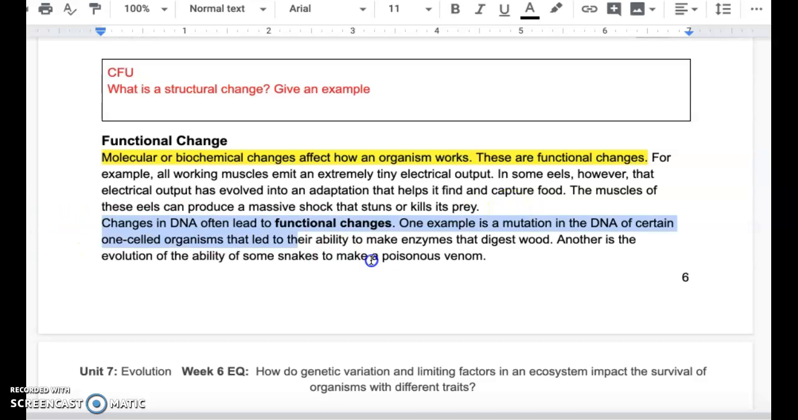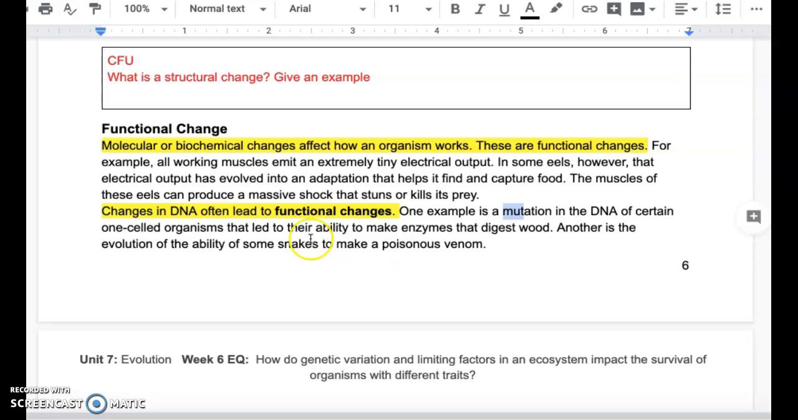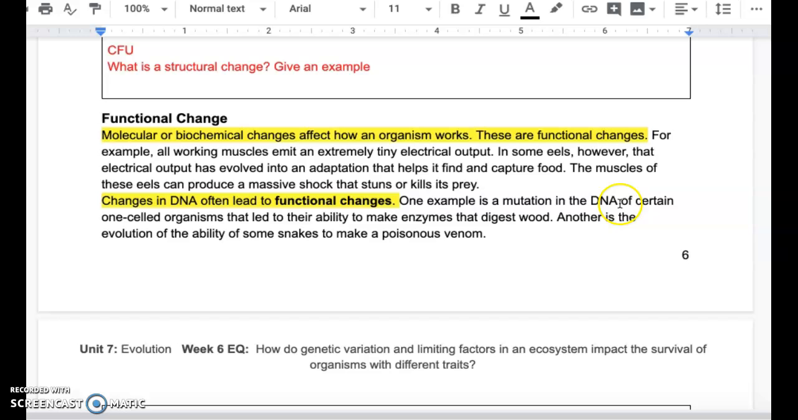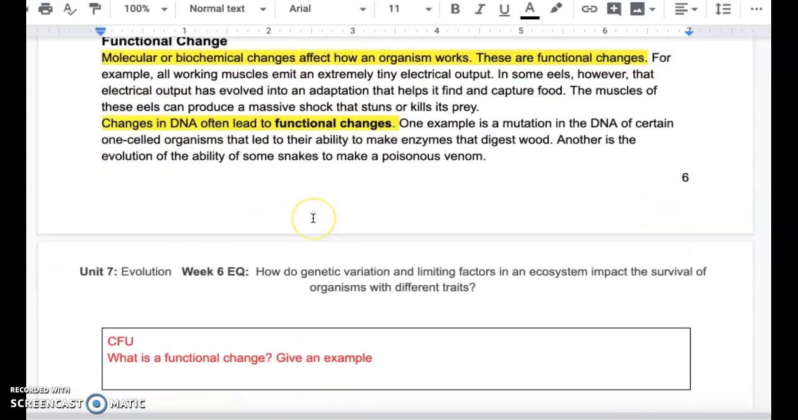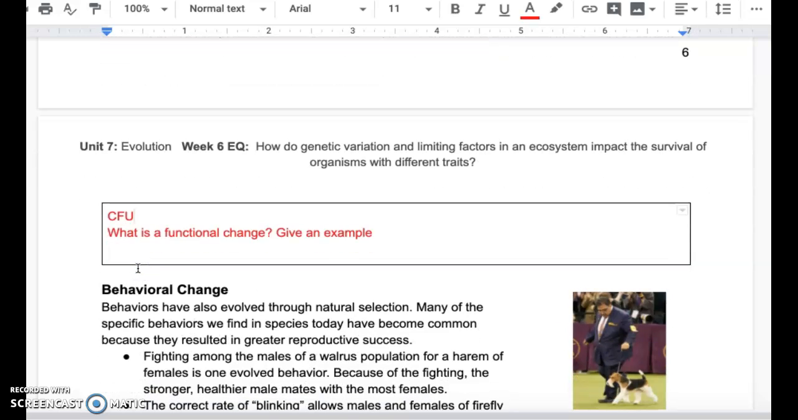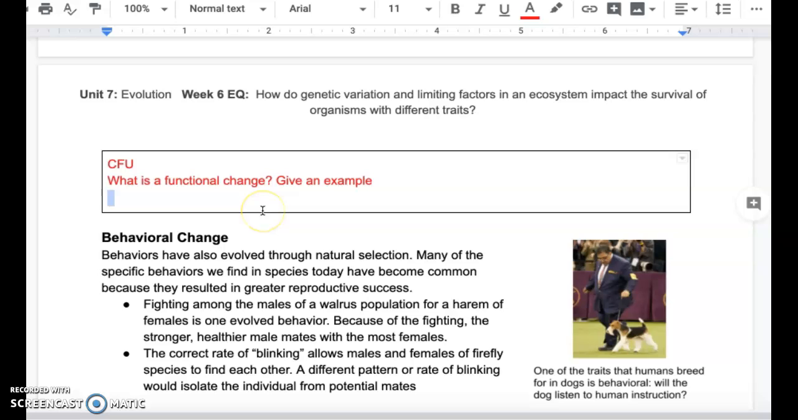Changes in DNA often lead to functional changes. Let's highlight that. One example is the mutation in DNA of certain one-celled organisms that led to their ability to make enzymes that digest wood. Another is the evolution of the ability of some snakes to make poisonous venom. So right now you're going to pause and answer what is a functional characteristic and give an example.